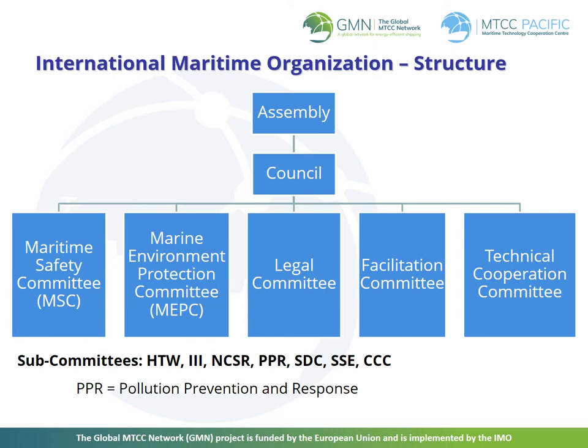2. The Council. The Council is elected by the Assembly for 2-year terms, beginning after each regular session of the Assembly. It is responsible under the Assembly for supervising the work of the organization. Between sessions of the Assembly, the Council performs all the functions of the Assembly, except the function of making recommendations to governments on maritime safety and pollution prevention, which is reserved for the Assembly by Article 150 of the Convention.